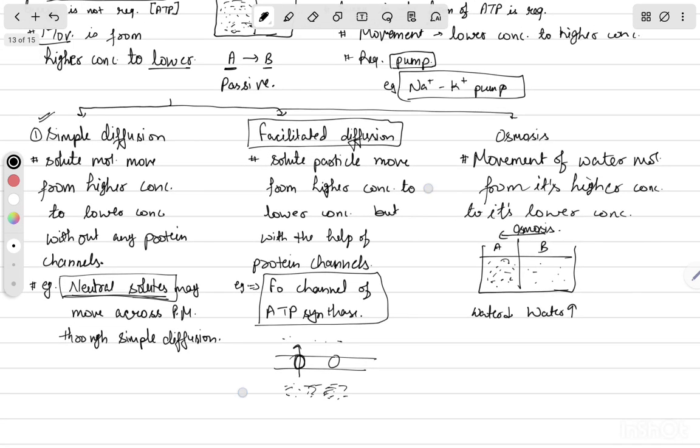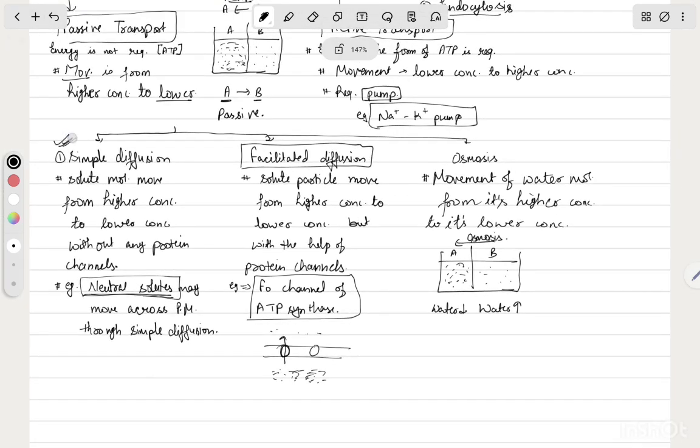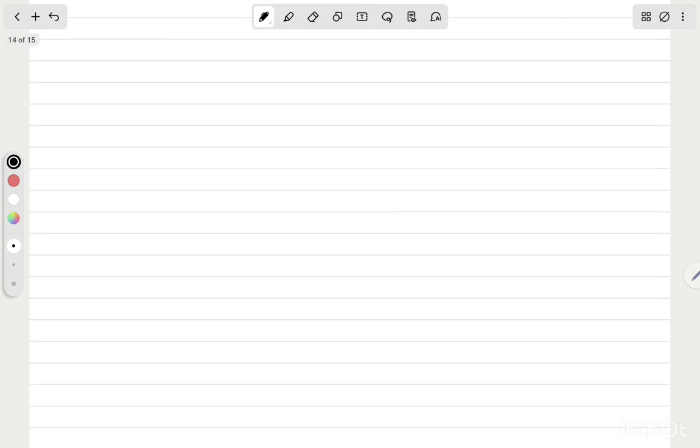These are molecular movements. Number 1, simple diffusion. Number 2, facilitated diffusion. Number 3, osmosis. In simple diffusion or facilitated diffusion, movement of solute takes place, while in osmosis only water molecules move. So osmosis is a special type of diffusion in which only water molecules move across the membrane, right?